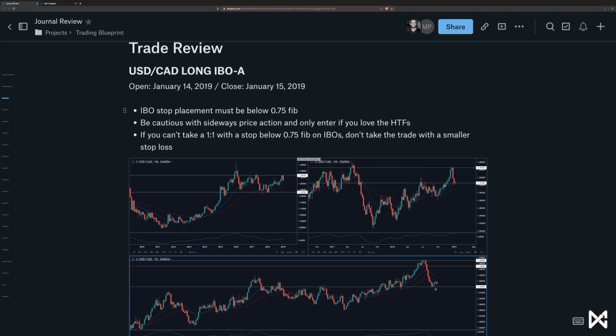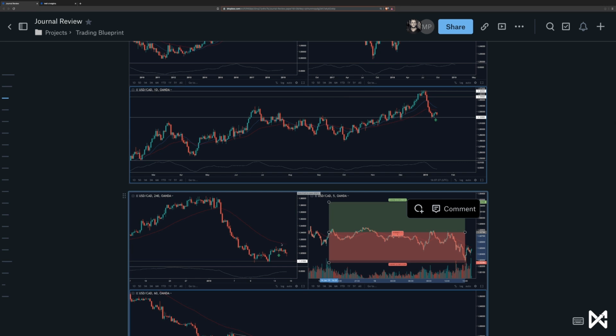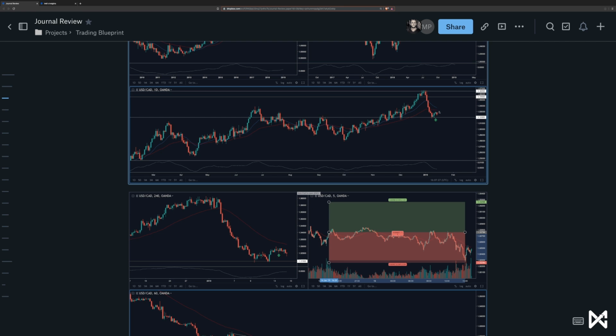So IBO stop placement below 0.75, be cautious with sideways price action. That is the reason why. And if you can't take a 1-to-1 with a stop loss below 0.75, don't take the trade with a smaller stop loss. So if you cannot take a proper 1-to-1 because you're looking to only take a 1-to-1 maybe up to the 4-hour 50, if you were looking to target the 4-hour 50, which probably lined up with the daily 50 EMA.